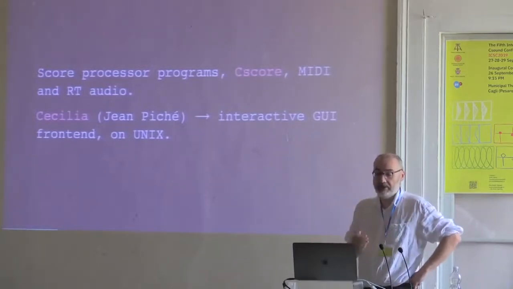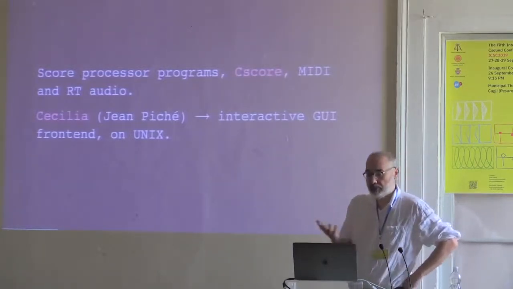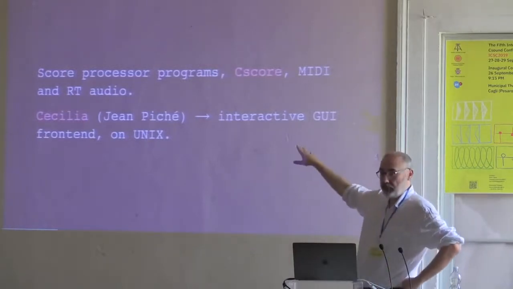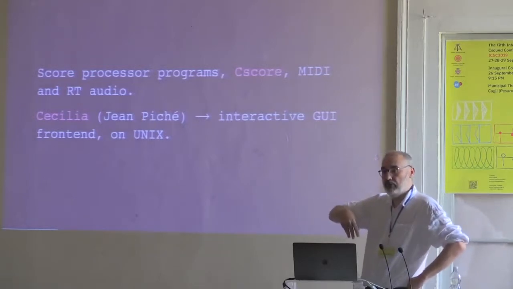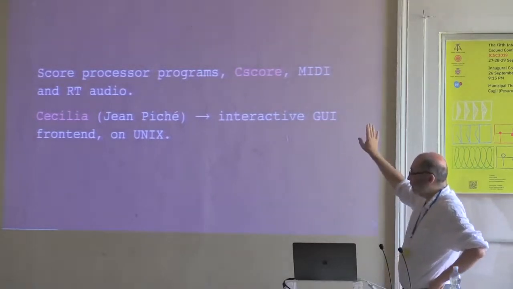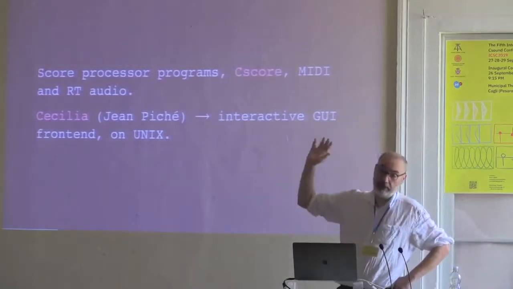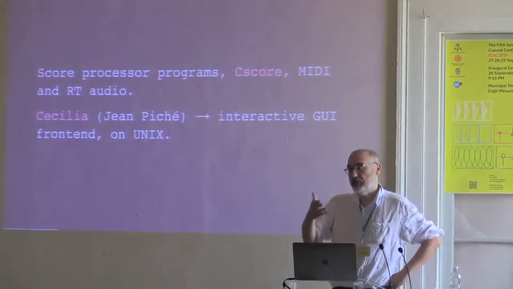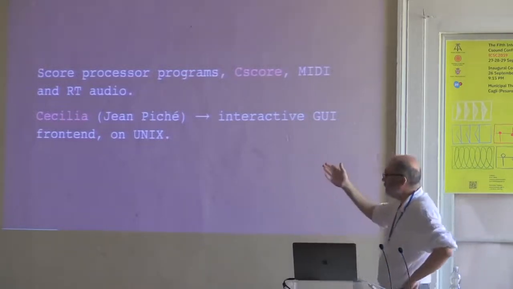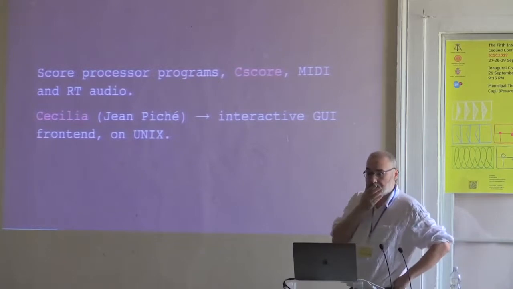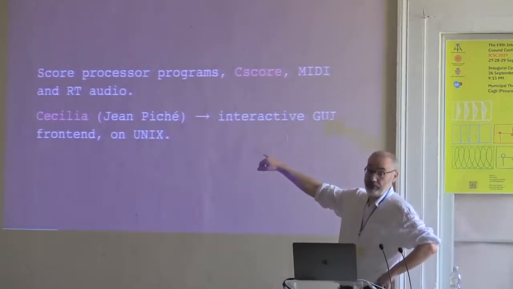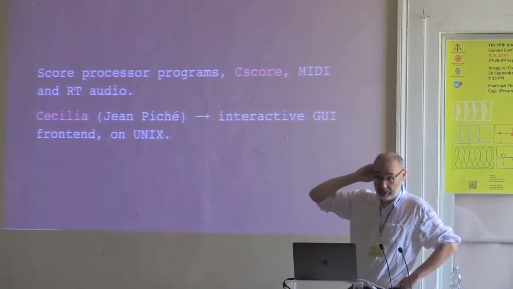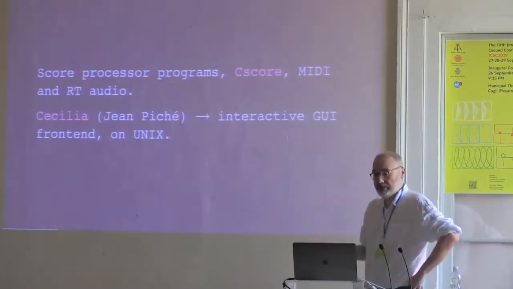Then throughout the decade, you had some different score processor programs. CScore enabled a lot of people to do things like granular synthesis, using lists of notes in the score. MIDI was added very early on in the 90s for certain machines, like the most powerful Unix workstations. Real-time audio as well. I remember back in 94, I was already able to get some real-time audio out of a Sun machine running Csound, which was a great thing.